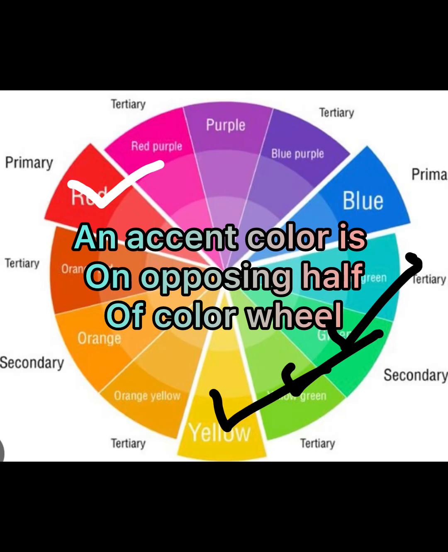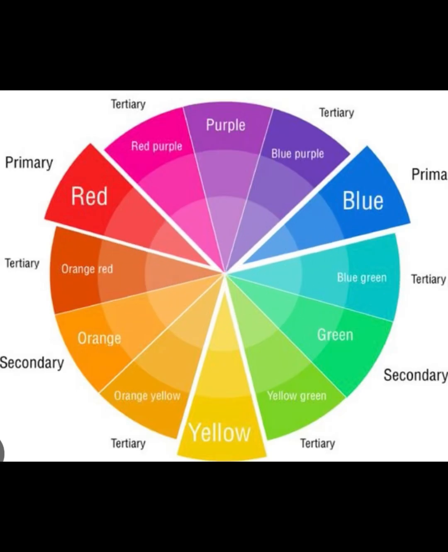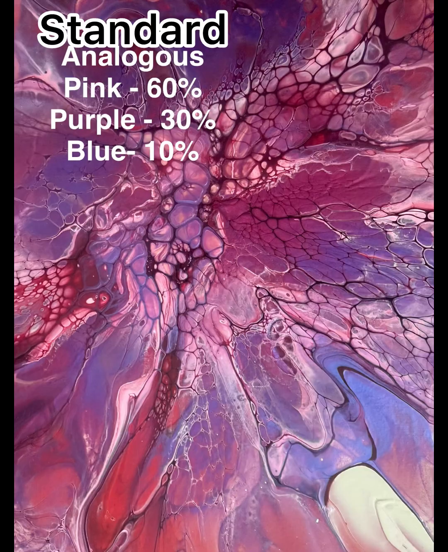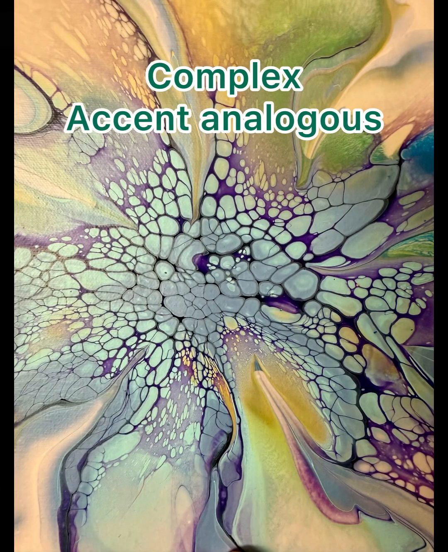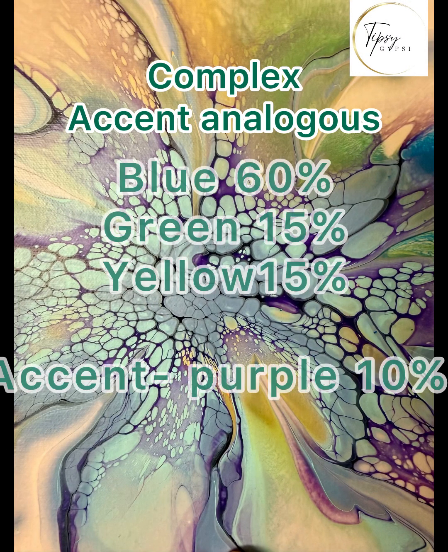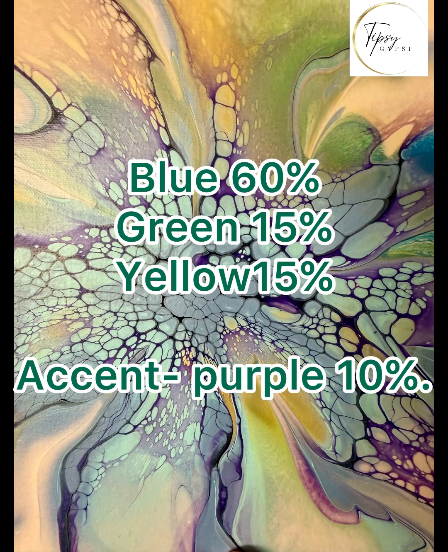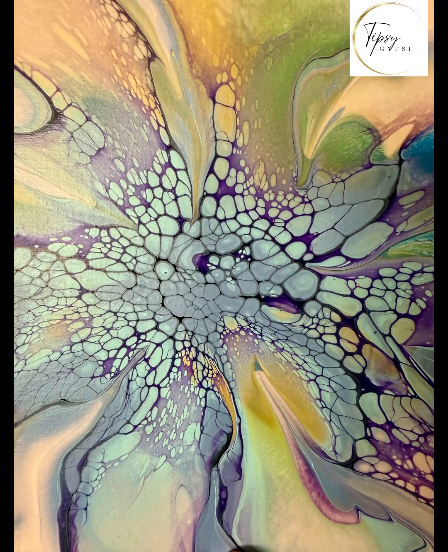So purple's across from yellow, red is across from green, and you choose that accent color based on your dominant color. So here we'll go over some examples. Complex accent analogous. 60% blue is my dominant color, green 15%, yellow 15%, and then my accent is 10% purple. Green, yellow, and blue are next to each other on the color wheel, and I chose purple as my accent to the yellow.